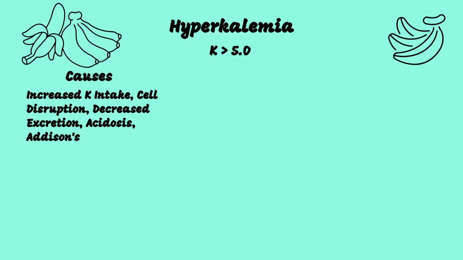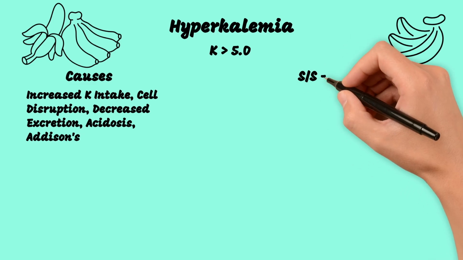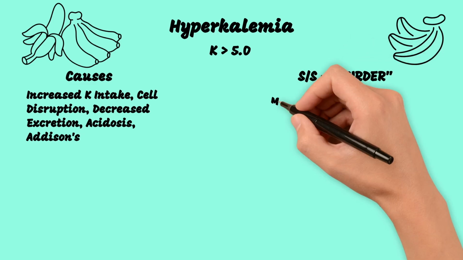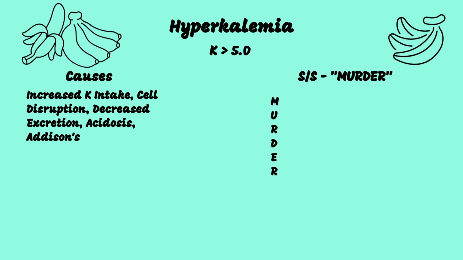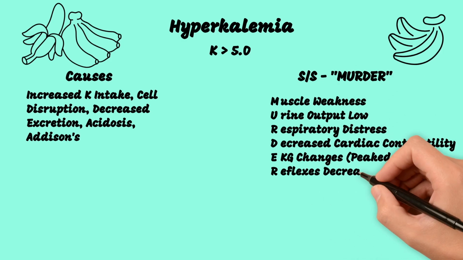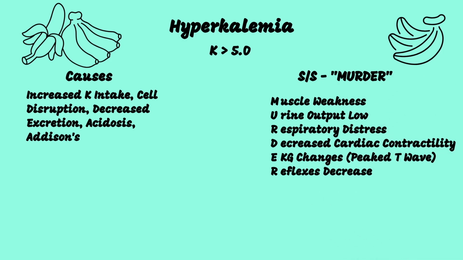Signs and symptoms to remember hyperkalemia: think murder. M for muscle weakness, U for urine output low, R for respiratory distress, D for decreased cardiac contractility, E for EKG changes like peaked T waves, and R for reflexes decreased.